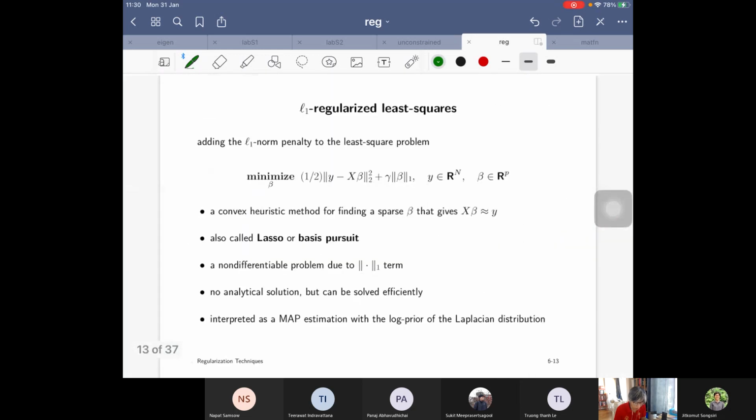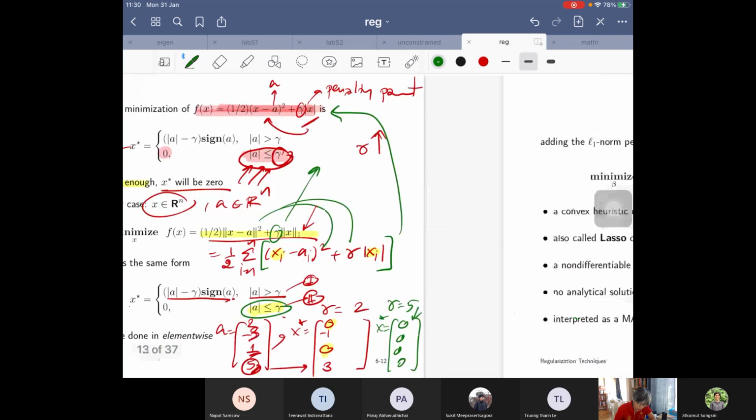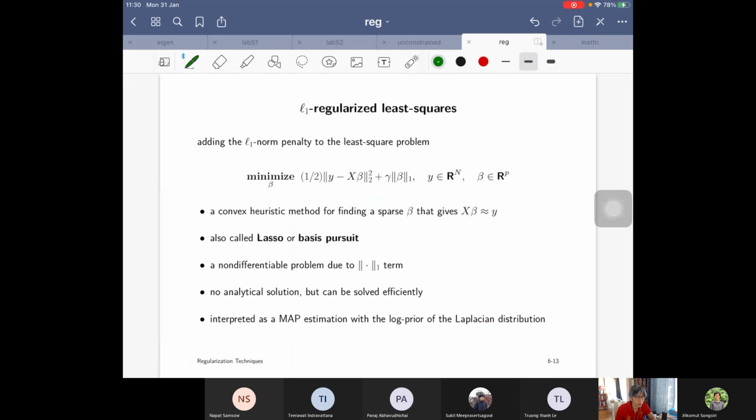Maybe I can skip to it later. Okay, there's another way to interpret these characteristics of the L1 solution, which can be done by looking at the contour of the L1 unit ball as well. But let me state the problem. When people observed this benefit of the L1 norm, the first problem that we see here is: how about adding an L1 norm penalty into the least square problem? This is called L1 regularized least squares. It has other names in the literature, such as the Lasso problem or basis pursuit.